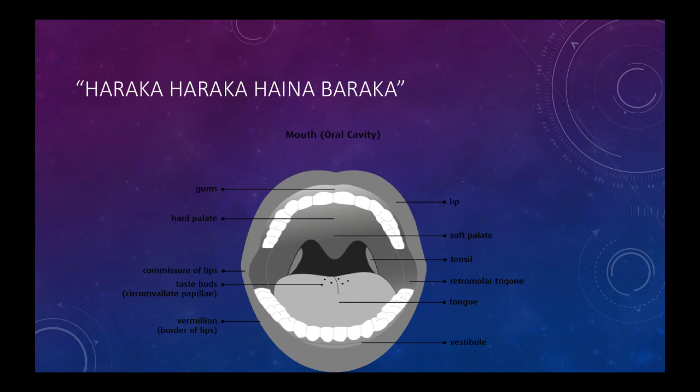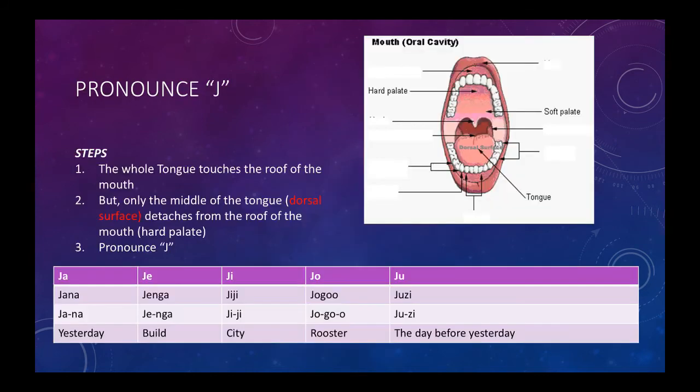Probably you're wondering why there is an image of an open mouth on the screen. However, in the next slide, I'll be teaching you how to pronounce J. When pronouncing the letter J, the whole tongue must touch the palate, and only the middle of the tongue should detach from the palate while pronouncing J. The table below shows an example of how to pronounce J with an addition of vocali.